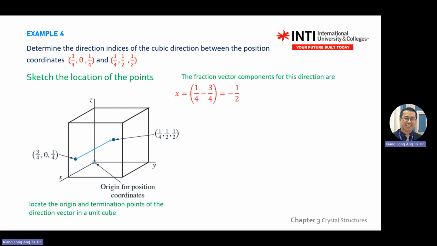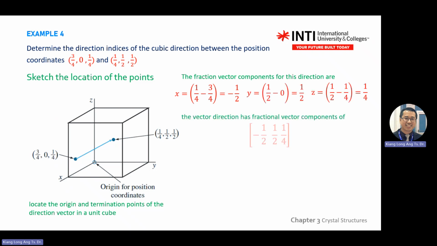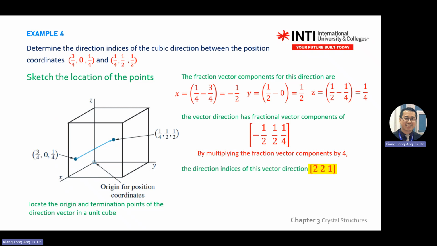You draw the cube, draw the blue arrow, then find the changes of x, changes of y, changes of z, and put them into the bracket form. Okay, this is not the correct one because we don't want to see the fraction. So take the highest denominator, change this one to 4, this one to 4, this one to 4. Then multiply by 4. Then flip the negative, put it at the top. You arrive at this answer. So this is the answer we are looking at. Bracket 2 with the negative on the top, 2, 1.